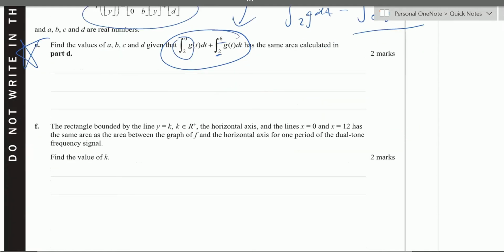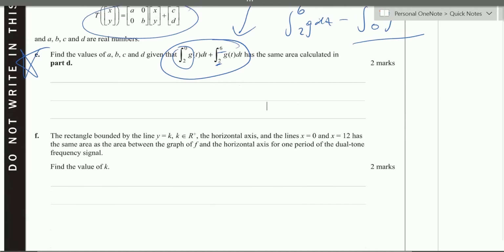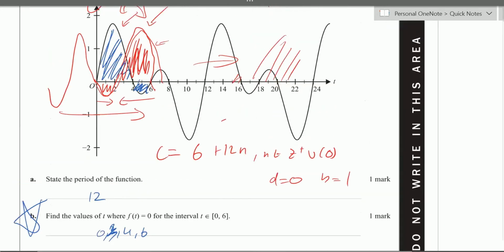And then yeah, this question is bounded by a rectangle. It's positive, and it's between 0 and 12, and has the same area as the one we found in part D. So in part D, we found the area is 15. Oh, so for one period. Part D is not actually the area we need, because we only found from 0 to 6, but this time it's asking for a whole period.